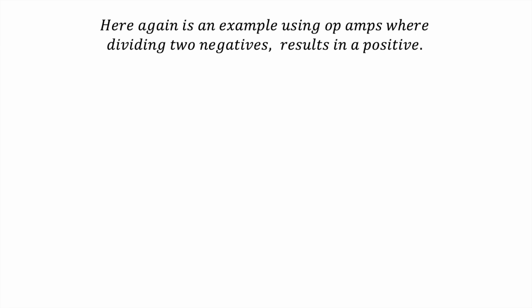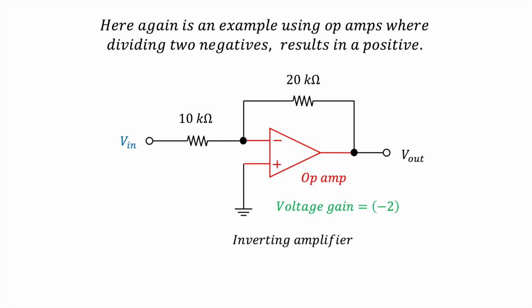Here again is an example using op-amps where dividing two negatives results in a positive. This is the same inverting amplifier, with a gain of -2 we saw in the previous example when we multiplied two negatives to obtain a positive. This time we will analyse the circuit in reverse, since division is the reverse of multiplication. If we want the output voltage Vout to be -6 volts, what does the input voltage at Vin have to be? To answer this, we divide the -6 volts by the gain of the op-amp, which is -2. When we do this division of -6 divided by -2, we see that by the rule, Vin must be and will be +3 volts.